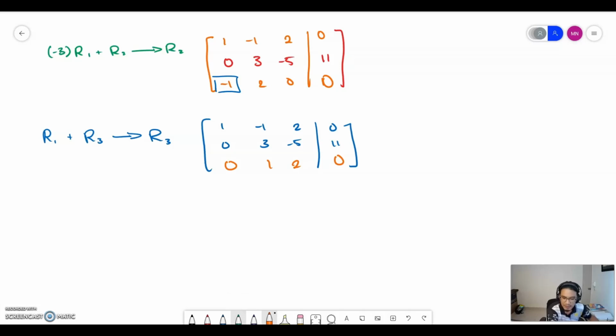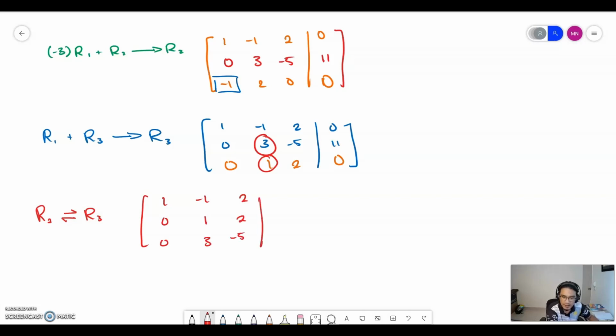Then we move to the second leading diagonal, which is this number 3. So we have to change that into number 1. Since we have a number 1 on the third row, we could just swap the position of the rows. So now we have row number 2 swap with row number 3. So it will be negative 1, 2, 0, 1, 2, 0, 3, negative 5, 0, 0, 11.